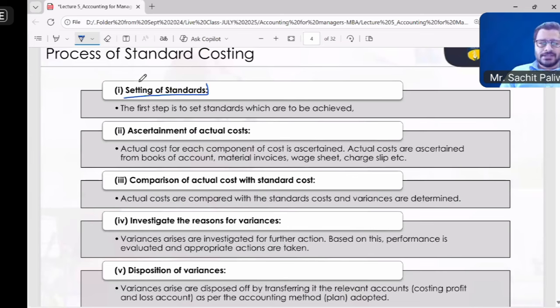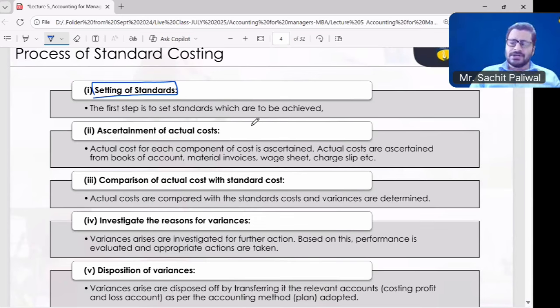First of all, you have to set the standards for your production process. In the next month, how much am I going to manufacture? What should be my cost? What should be my material requirement and the requirement of labor, whatever cost related to the products is required, we will set the standard. Then we will go for the actual production. We will identify what the actual cost was and what standard we had set, and then we will do the comparison.